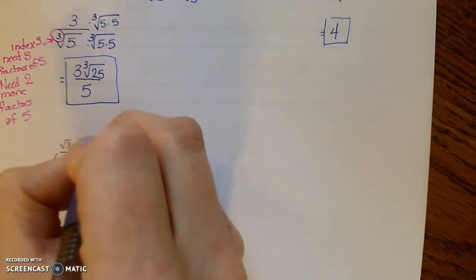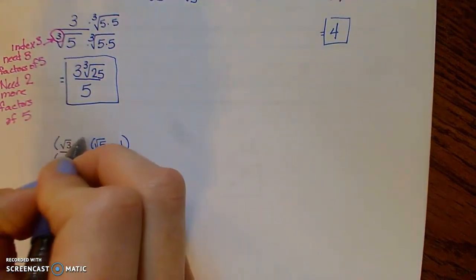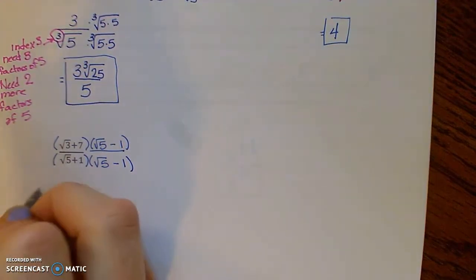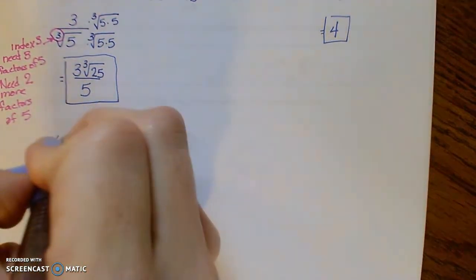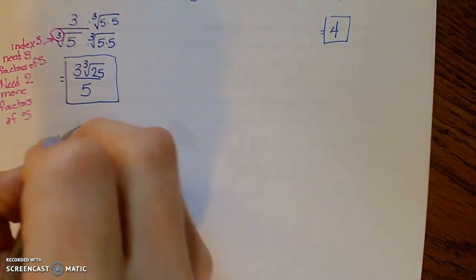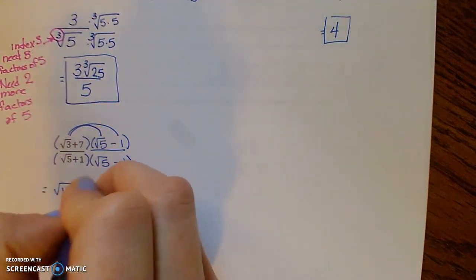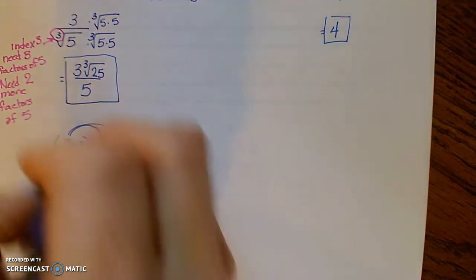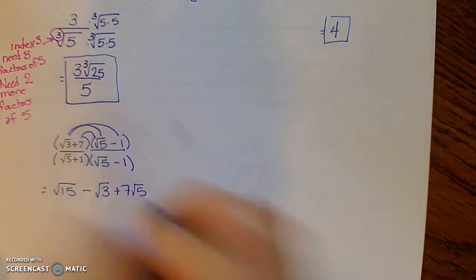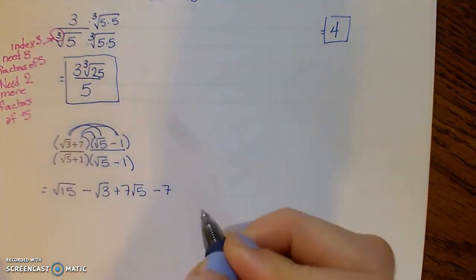And whatever you do to the bottom, you have to do to the top. And make sure you're multiplying this whole numerator times that thing. So I'm going to have to really distribute everything out. Okay, so far what do I have? Root 3 times root 5, that is root 15. Root 3 times negative 1, so that'll be minus 1 root 3. Don't have to write that 1 though. And then 7 times root 5, so that'll be plus 7 root 5. And then 7 times negative 1, so minus 7.